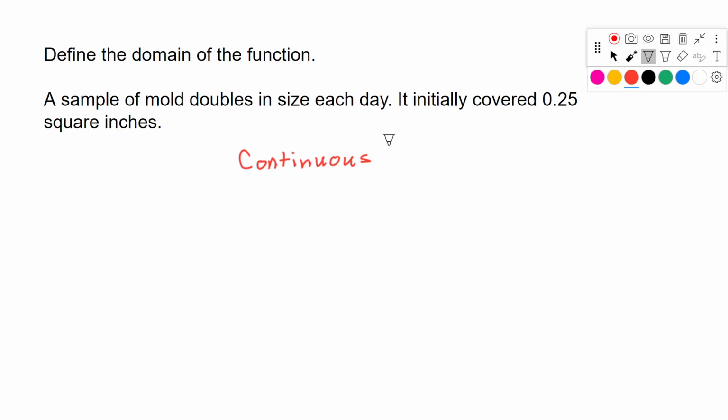And because we're starting with an initial size at time 0, we would define the time as being x such that x is greater than or equal to 0. Or you can say real numbers greater than or equal to 0.